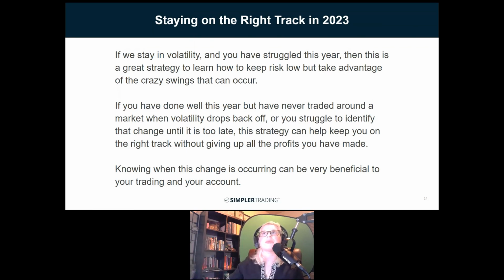So let's keep going here, right? If you struggled, then this is a great strategy to learn because it can keep that risk low, like I mentioned, but take advantage of the crazy swings. If you've done well this year, which it seems like at least some of you did, but have never traded around a market when that volatility drops back off, or you struggle to identify the change until it's too late, then this strategy can help keep you on the right track without giving up all the profits that you made. Knowing when the change is occurring from going to a volatile market back out of one can be very beneficial to your trading and to your account.